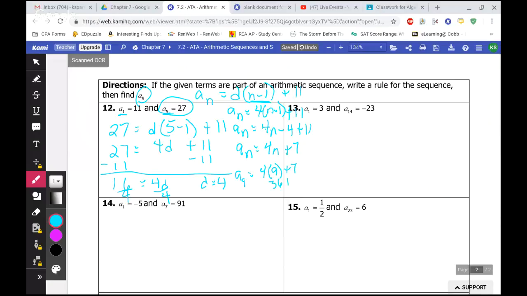And then 36 plus 7. So the 9th term is 43.